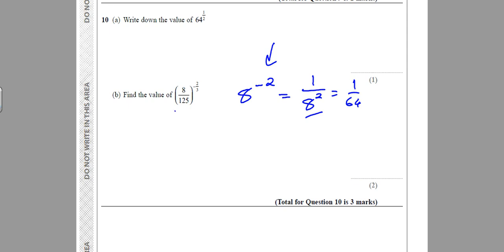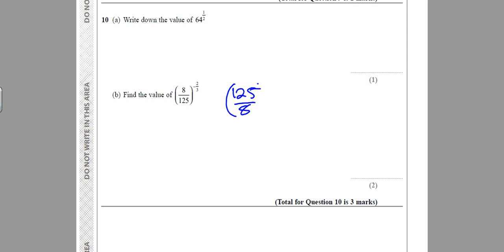Here we've got a fraction to a negative power. The way we deal with that is we just flip the fraction upside down. So that's going to be 125 over 8, to the power of 2/3. Right, now again I want to do something else here. I want to do 81 to the power of 3/4.